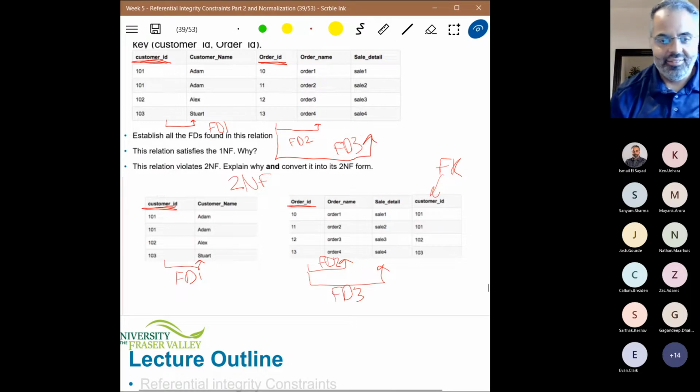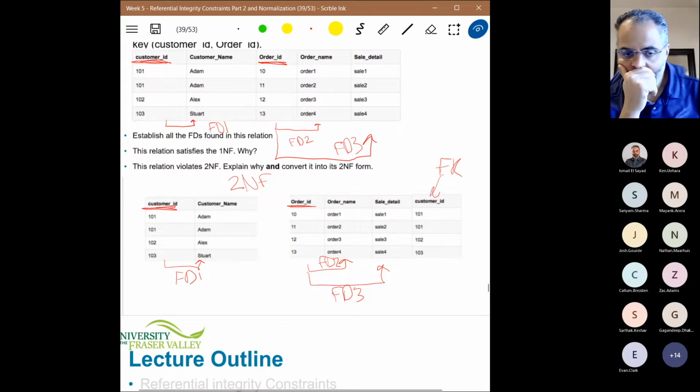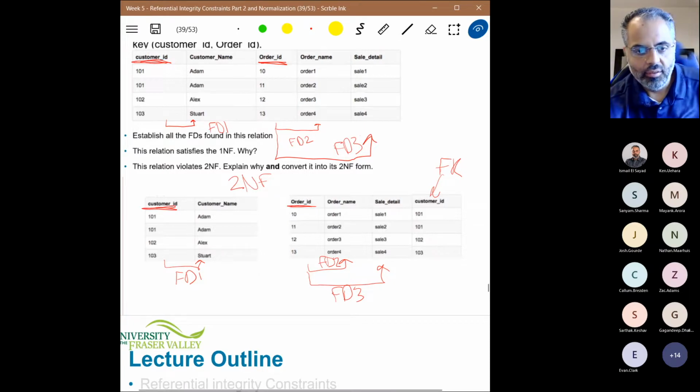But yeah, my reasoning is just that in the first table, we have our customer ID with our customer name. And then order ID, I split it up with the order name and the sale detail. And then I realized that we have a one-to-many relationship here because one customer can have multiple orders. So then I just put this as the foreign key. And that was the argument for that. So yeah, that's it. Perfect.